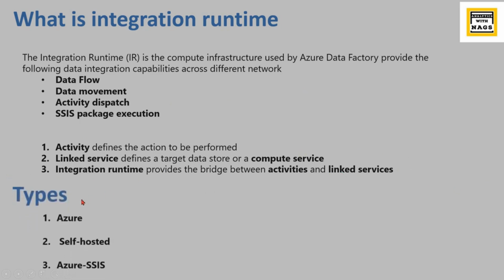So there are three types of integration runtime: Azure, self-hosted, Azure SSIS. Basically, this Azure one is mostly for when your data source is in the cloud; this integration runtime will work. And self-hosted, meaning your data is on-premise or in a private network, then you need to install the self-hosted one. Sometimes you have SSIS packages that you need to run, then you can use the Azure SSIS. So there are three different types of integration runtime.